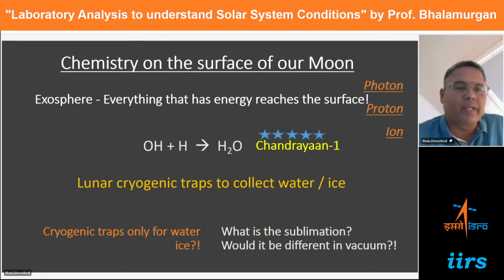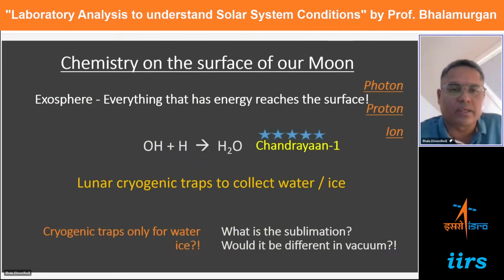For example, one of the findings from Chandrayaan-1 was the presence of water molecules almost all over the moon. The reason behind it is the chemistry that is happening, where OH radicals are being made. Hydrogen is available in plenty and they combine to form water, and this water will hop around and go to the cold traps. That's where you can see a lot of water being present. Right. So we looked at a few things.